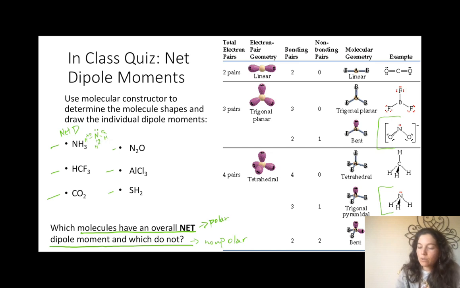Let's take a look at N2O. I'm going to go over here and draw on this molecule. If you look at your Pauling scale, oxygen's more electronegative than nitrogen, so it's going to pull this way. There's no force to cancel this out. There's all this down force and no up force, so this is another example of a net dipole.